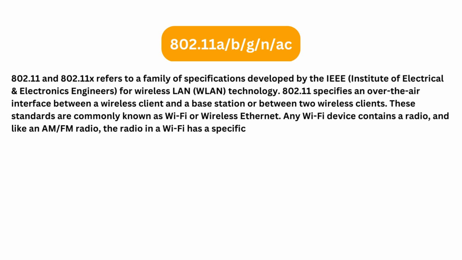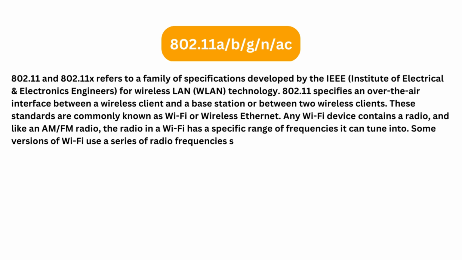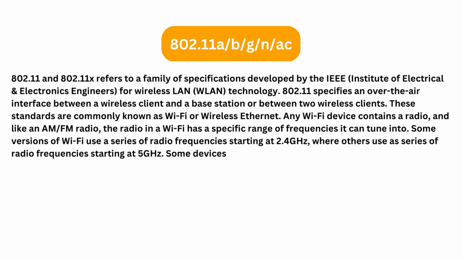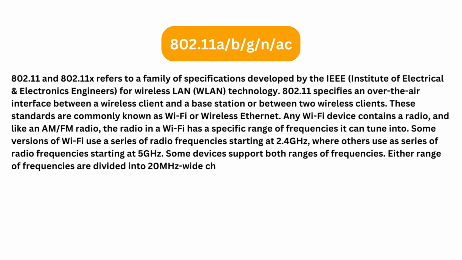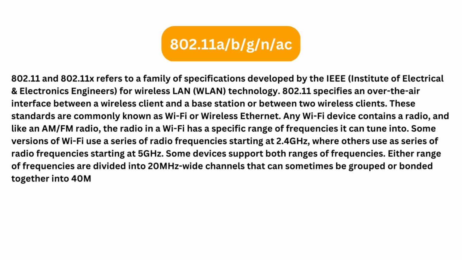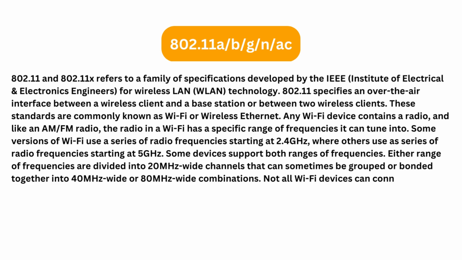Any Wi-Fi device contains a radio, and like an AM/FM radio, the radio in a Wi-Fi has a specific range of frequencies it can tune into. Some versions of Wi-Fi use a series of radio frequencies starting at 2.4 GHz, where others use a series of radio frequencies starting at 5 GHz. Some devices support both ranges of frequencies. Either range of frequencies is divided into 20 MHz wide channels that can sometimes be grouped or bonded together into 40 MHz wide or 80 MHz wide combinations.